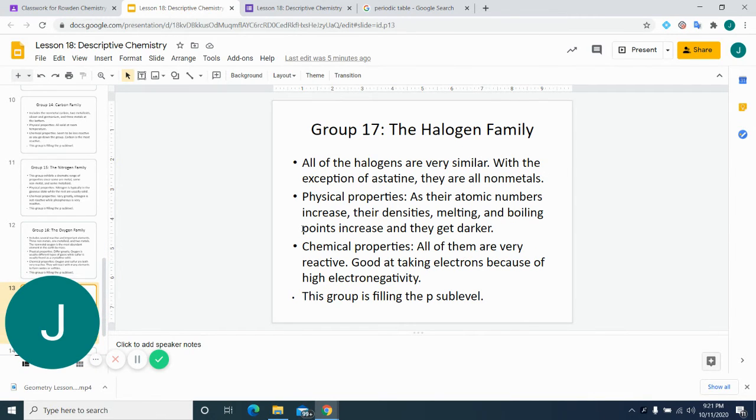Second to last group, the halogen family, they all act very similar. Every single one of these is extremely reactive. This is because they're about to get their last electron and fill up the p sublevel. So they're at 7, and they want to get to a valence number of 8.